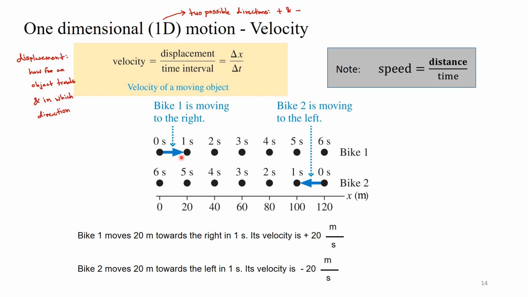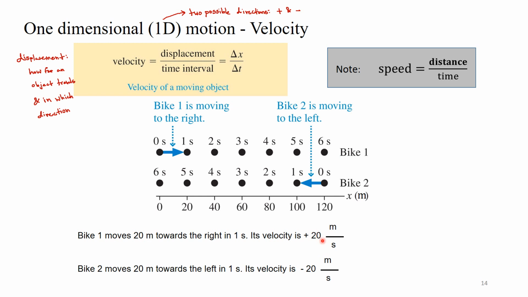So you can look at the examples here for the 2 motion diagrams. So we have bike 1 that starts from the left and moves to the right. Okay, and then we have bike 2, starts from the right, moves to the left. So both these bikes travel the same distance in the same time, but they're traveling in opposite directions. So we can look at the coordinate axis down here. Bike 1 is traveling in the positive direction, bike 2 in the negative direction.